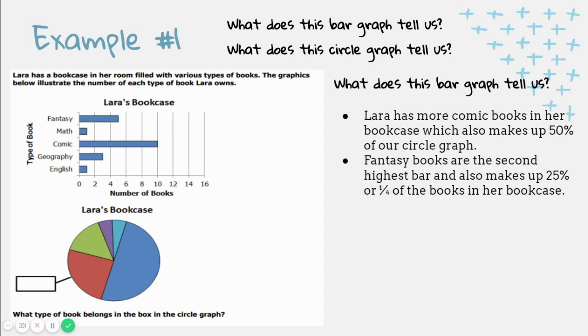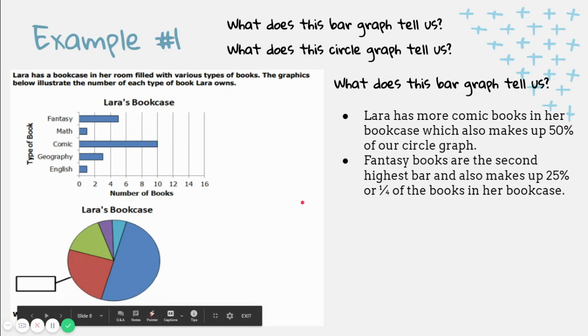Well, we know that Laura has more comic books in her bookcase, which also makes up 50% of our circle graph. So do you see the relationship here? If I know that comic books are the most in her bookcase based off of this bar graph, that means it should be the most in our circle graph.